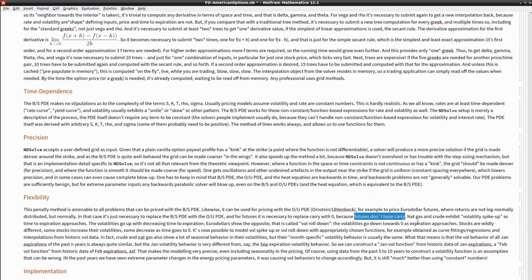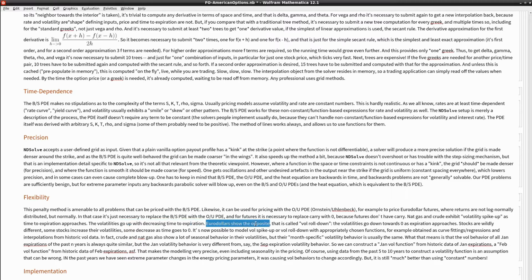So if you wanted to use this, for example, for natural gas or crude, they exhibit volatility spike up as time to expiration approaches. So here the volatility is clearly time dependent and the volatilities go up with decreasing time to expiration. We have to be able to model this somehow. We need definitely time dependent volatilities.